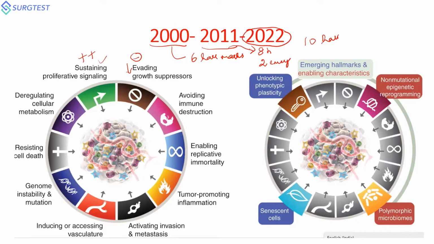And we have 4 emerging hallmarks and enabling characteristics. What are these emerging hallmarks? These are the non-mutational epigenetic reprogramming, the polymorphic microbes, the senescent cells, and unlocking phenotypic plasticity. Plasticity, you all know, is the cellular changes and the ability to multiply. So what causes malignancy is loss of plasticity, and they make the cells become more proliferative.